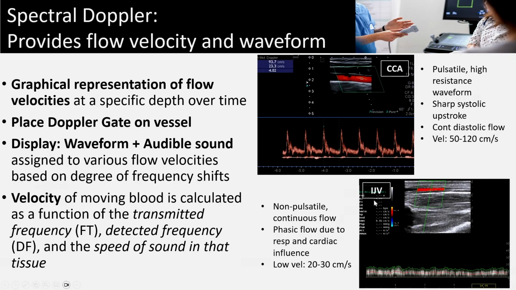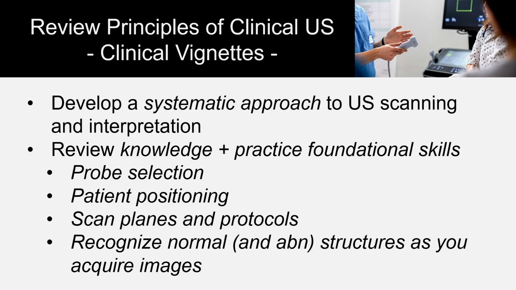When you look at the internal jugular vein, the flow is more monophasic and non-pulsatile. Yes, there are some phasic differences due to respiratory variation and cardiac influence, but generally it doesn't have that sharp systolic upstroke. So the internal jugular vein on spectral Doppler demonstrates low-grade continuous flow, whereas we have high-resistance pulsatile flow in the high-resistance vessels in the head and neck. Spectral and color Doppler is something that I want you to practice.